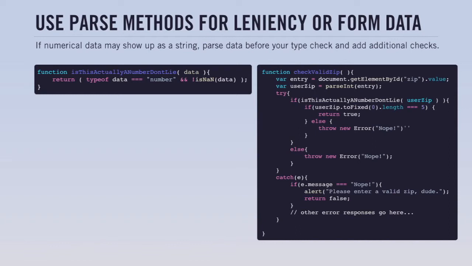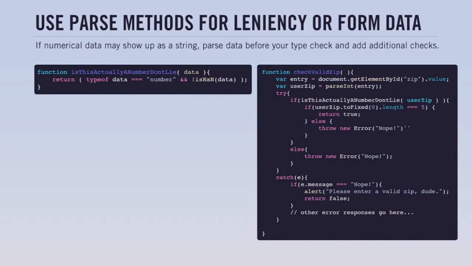Then we'll get a try catch block going. Oh, we're back to those, huh? If isThisActuallyANumberDontLie on userZip, meaning we do actually have a number here, then we're going to check to make sure the length of that zip code is only 5. So we've taken the userZip, we've fixed it to a 0 decimal length, and if that length happens to be 5, then we will return true. Our valid zip is cool. Otherwise, we're going to throw an error that says, nope, it ain't good.